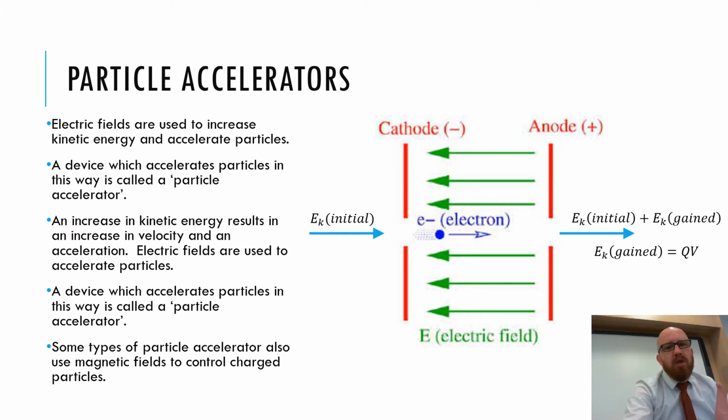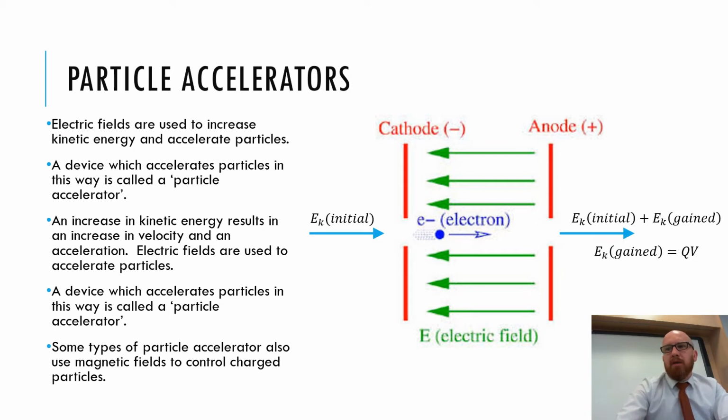So we can use this property of the work being provided by the electric field to provide kinetic energy. We can increase the amount of kinetic energy of a particle. We can accelerate a particle by passing it through an electric field. And this is an example of something known as a particle accelerator. We accelerate the particles by putting them inside the electric field.